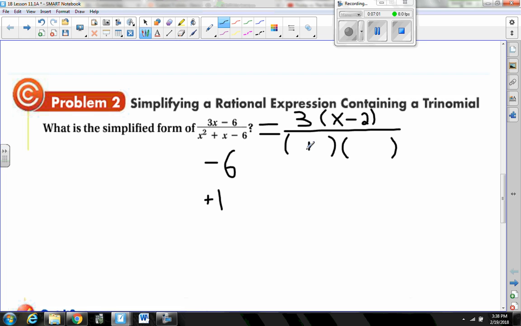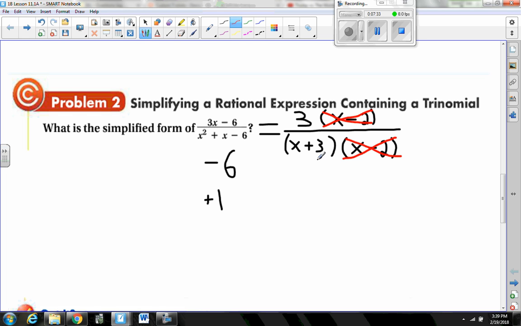Well, that's a +3 and a -2. Because +3 times -2 will give me -6, and if I add them up, I get +1. So I make these to be my factors. And now you should notice that there are a set of parentheses on the top and bottom of this fraction that are the same. When you have entire sets of parentheses that are the same, you are allowed to cancel this with this.